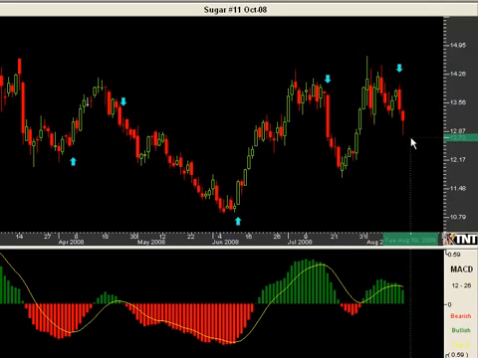MACD is very accurate, but it is also a little bit slow. And I'm going to show you how you might correct that in just a minute. But before I do, I wanted to show you a couple of things on MACD.